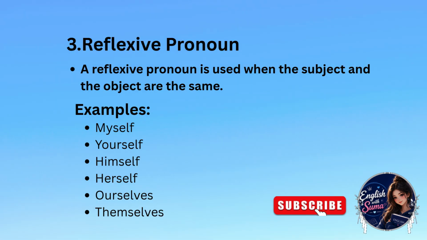A reflexive pronoun is used when the subject and the object of a sentence are the same person. These pronouns emphasize that the action is done by the subject. For example, "She completed the work herself." Here, the word "herself" refers back to "she."